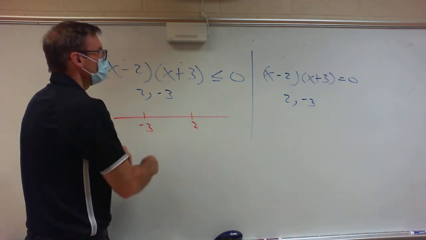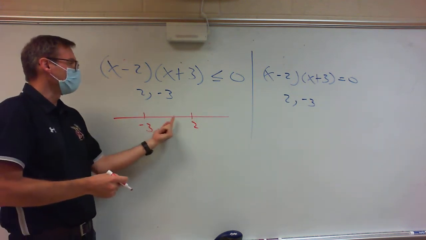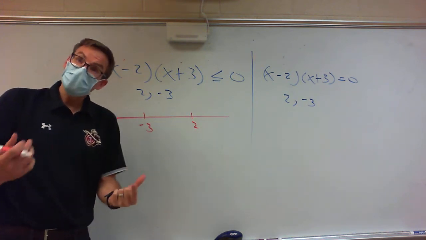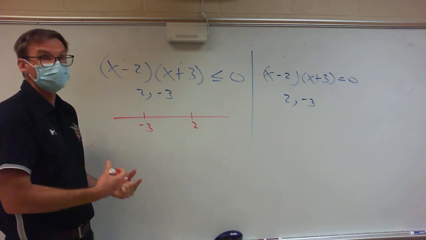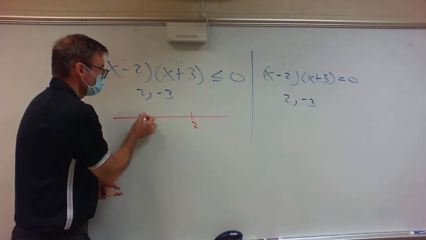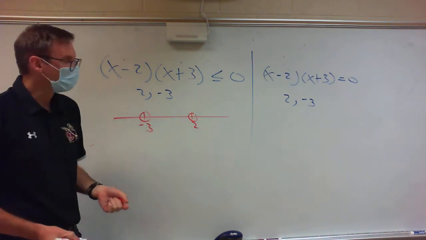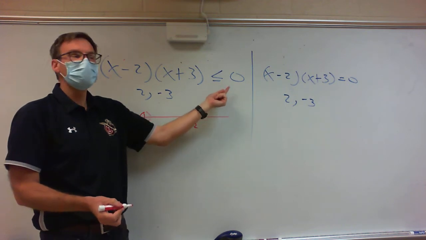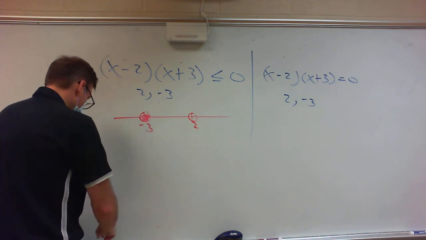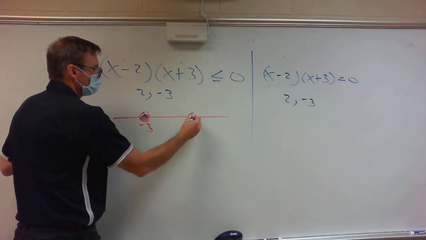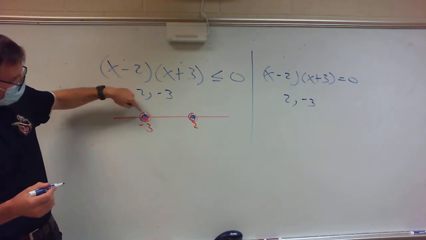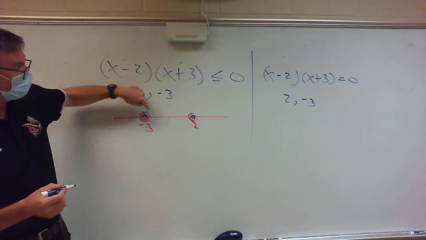Now, what these values do is they take my number line and divide it into 3 parts. And our job is to determine which parts work. First, since I'm going to divide the number line, they get circles. It's less than or equal to, which means these circles will be filled in. So I'll go ahead and fill them in. Actually, I have to use a different color. So this is good, filled in. And we have to determine, okay, I've got the 3 parts, and I have to check each part to see if it works.